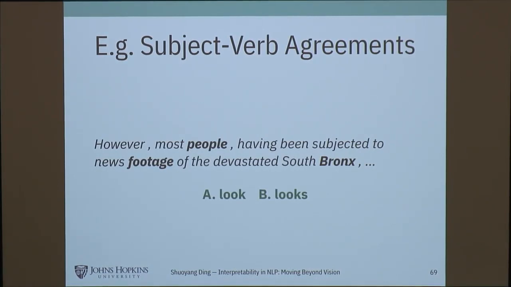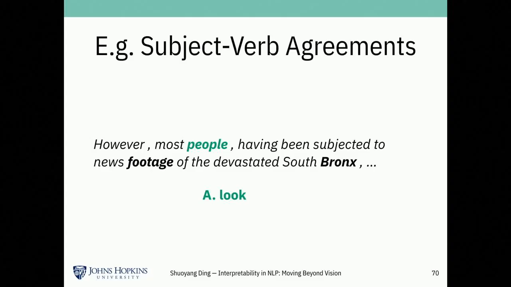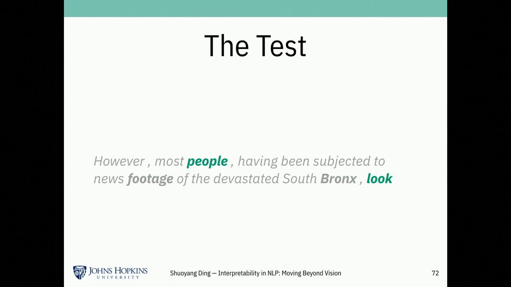And I guess for most humans, if you're an adequate English speaker, you should be able to figure out that you should look at people, which is the real subject corresponding to the verb, and that to agree with the morphological number of people, you should predict look. This is what I call the probing task. And that's what previous people do. Now, the problem I care about is a little bit different.